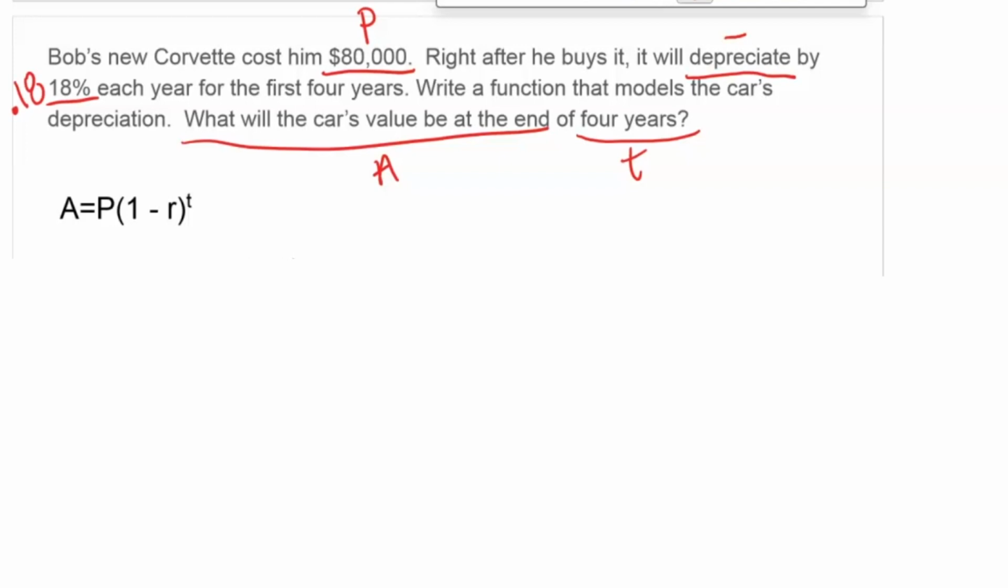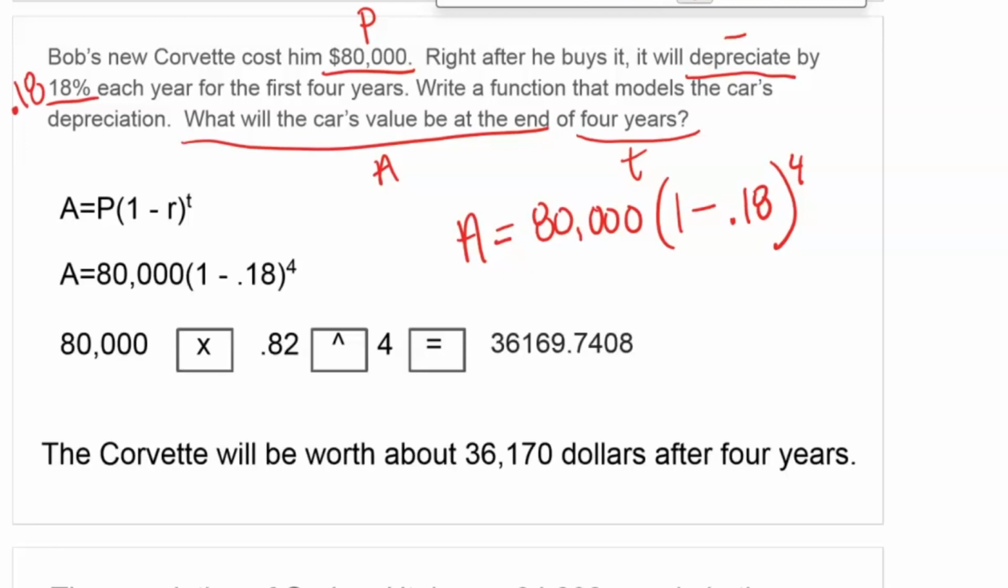So writing our equation, we don't know A, that's what we're trying to find. A equals, the principal was $80,000 times 1 minus the rate was 0.18. And then the time was 4 years. So our exponent will be 4. And then again, you can just plug all of that into the calculator. And your answer should come out to be about $36,170.